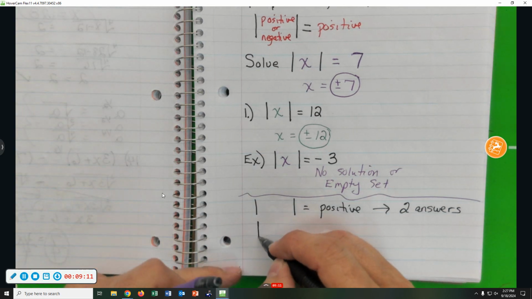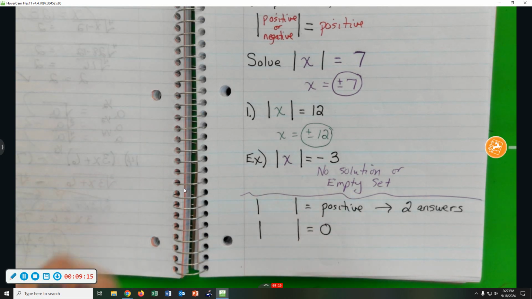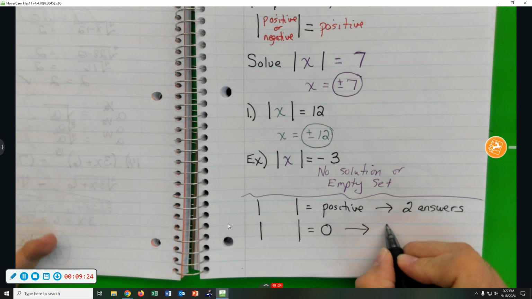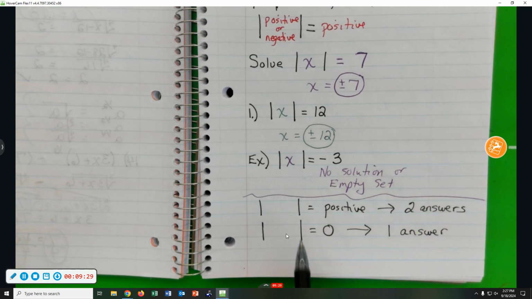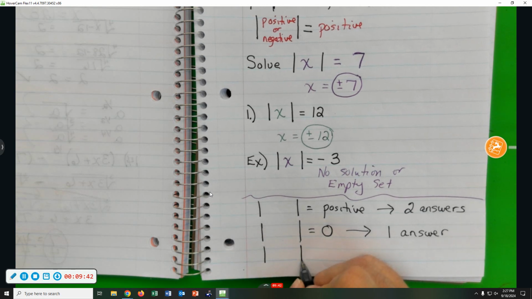Now, if it's an absolute value equals 0, well, there's not going to be 2 numbers here as answers. You don't have positive 0 and negative 0. How many answers will you have then? Just 1 answer. That stuff inside there has to be 0. If an absolute value is equal to 0, the only way that can happen is for the stuff inside those absolute value bars to be 0 itself. I don't know if that's going to pop up in the homework or not, but it's still interesting to know.